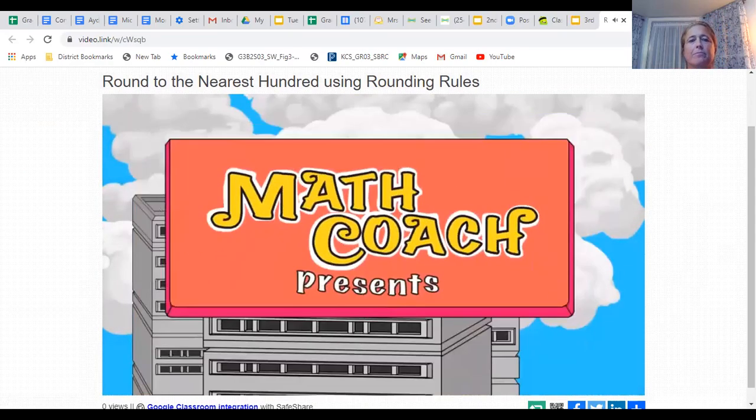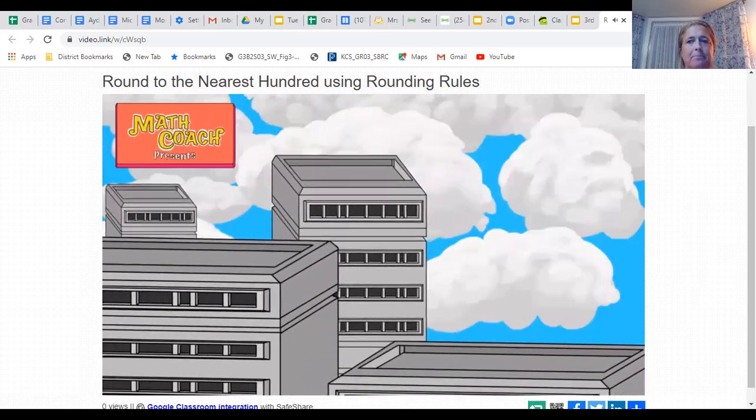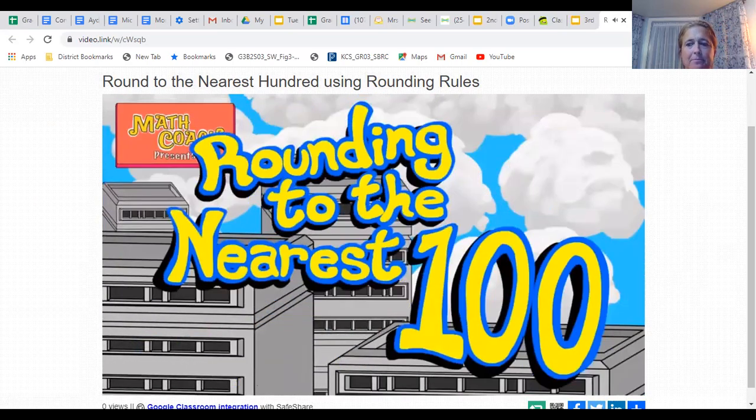Math Coach presents Rounding to the Nearest Hundred.